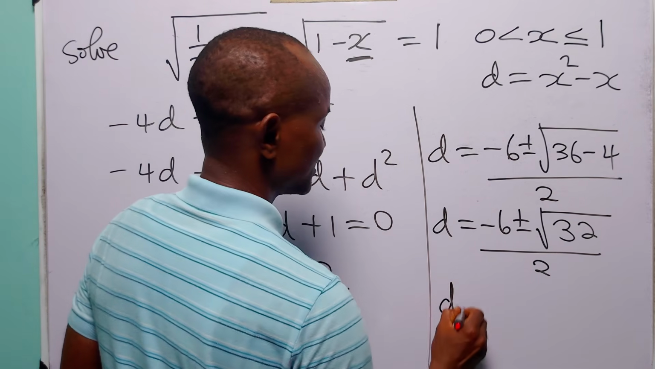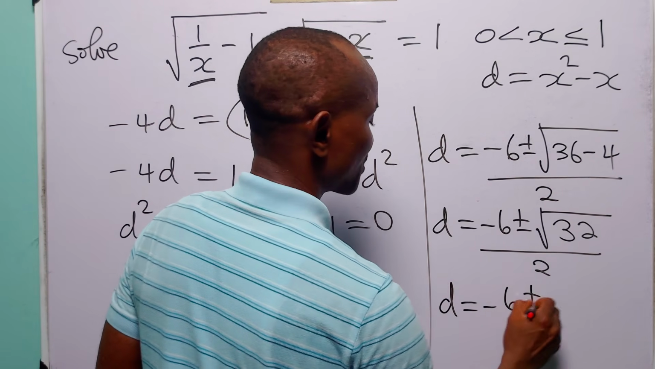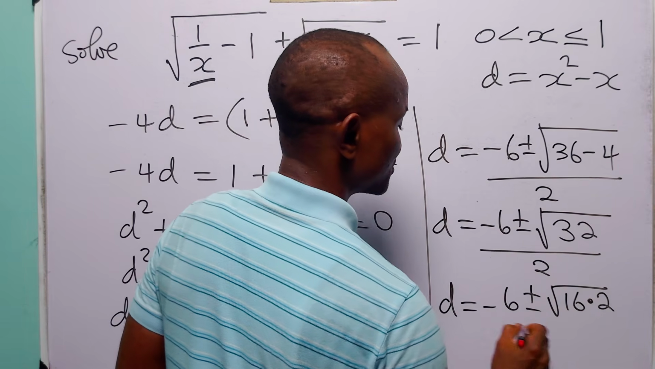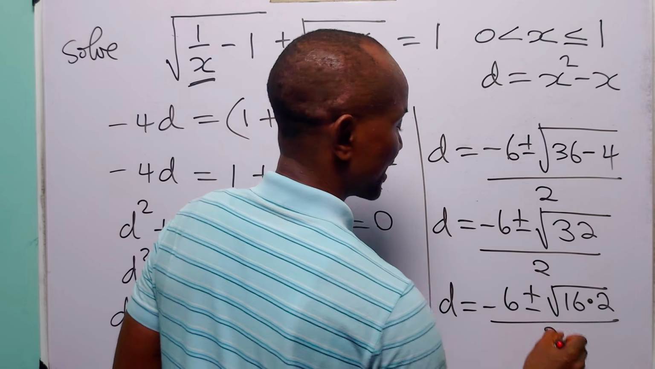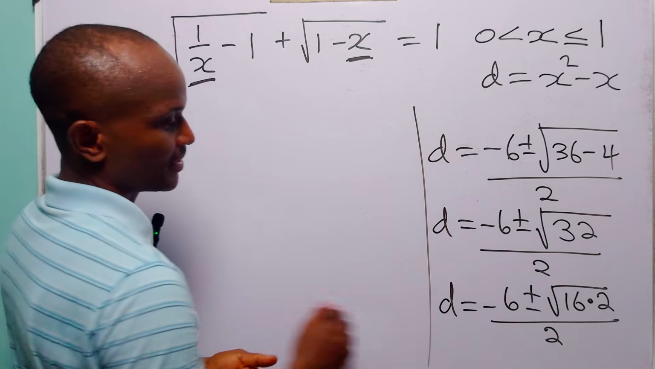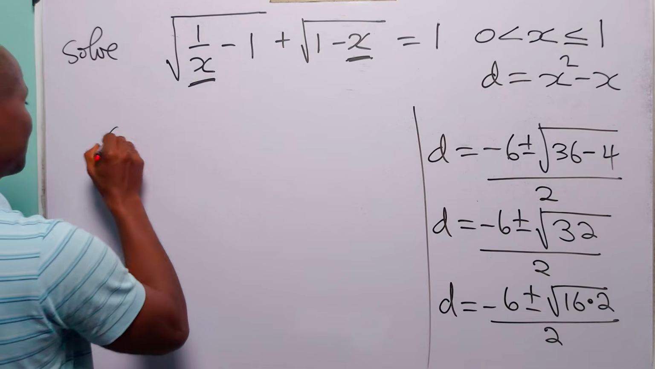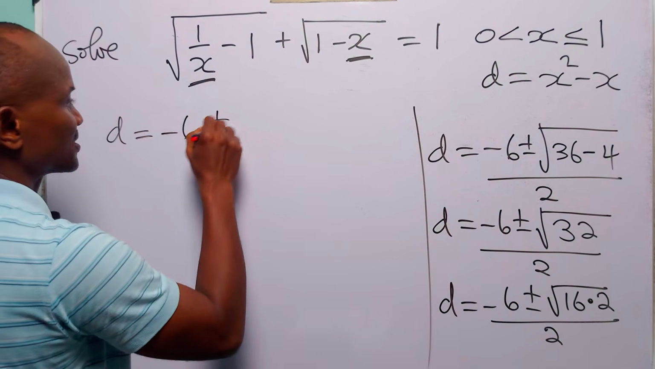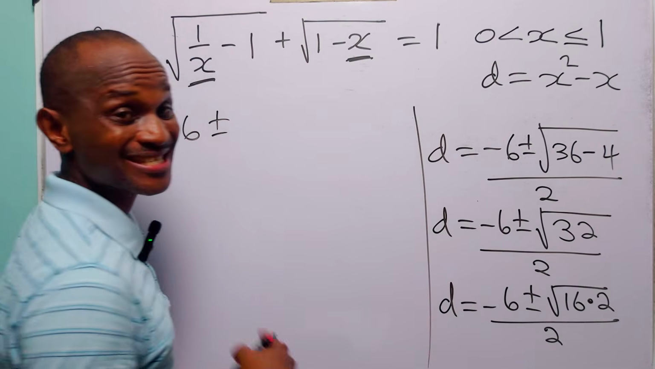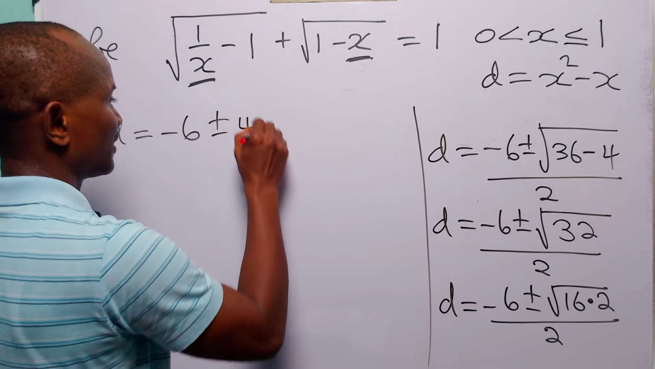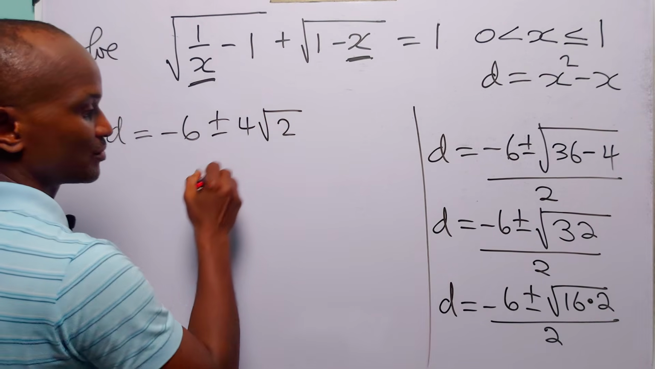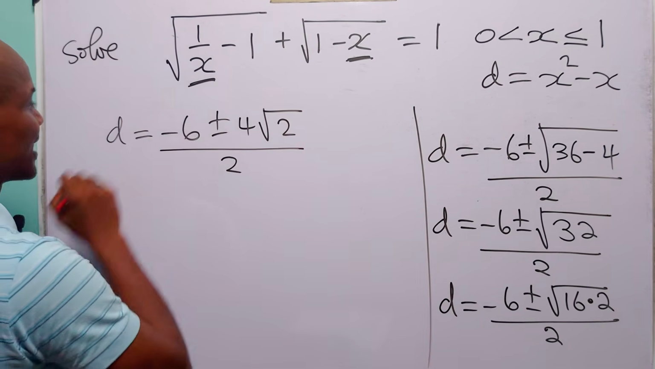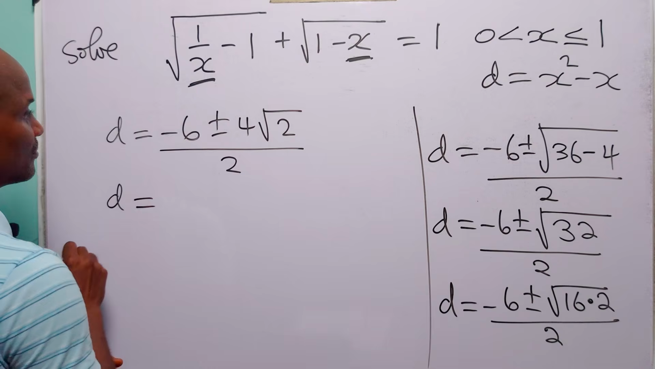So we have that d is equal to minus 6 plus or minus the square root of 16 times 2, divided by 2. Now from here we have that d is equal to minus 6 plus or minus the square root of 16, which is 4, then root 2, divided by 2. Now we can factorize this numerator.